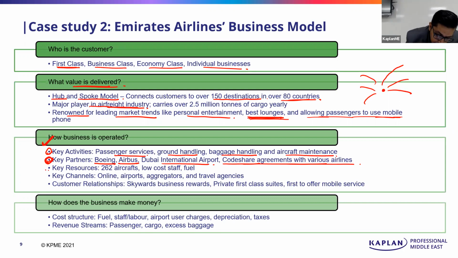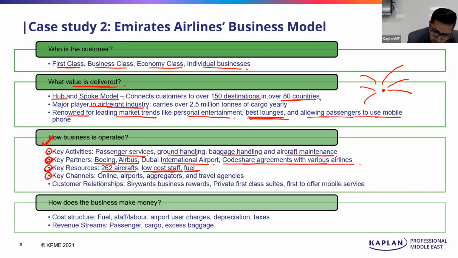Then the key resources that they use are their 262 aircraft, some of them leased, some of them owned. Their low-cost staff, because understand, it's a big hub that Emirates Airlines have been able to set up in Dubai, but the staff cost is typically low because they have staff from, let's say, India and Pakistan and Bangladesh. Which means that they will be able to pay a lower salary, so a lower cost on staff. And then obviously the big thing that they need is fuel. Okay, so this is the major part of their cost structure, the fuel.